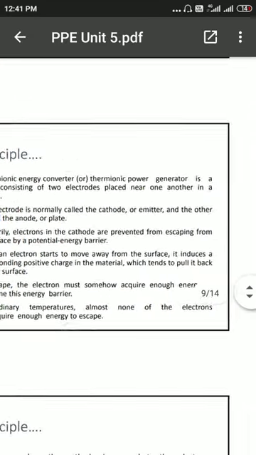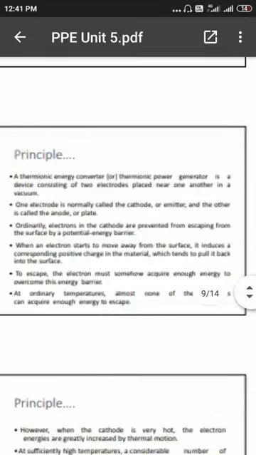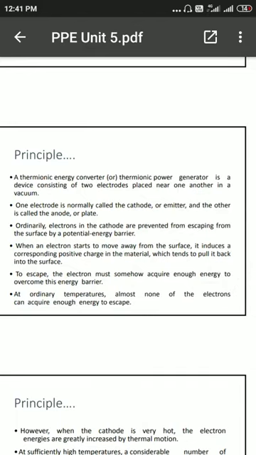The basic components: it is a generator consisting of two electrodes placed near one another in a vacuum. One electrode is normally called the cathode, that is the emitter. We can call the emitter a cathode because it gives off the electrons while heating. The other is called the anode or plate, or we can say the collector, which collects the emitted electrons from the cathode.